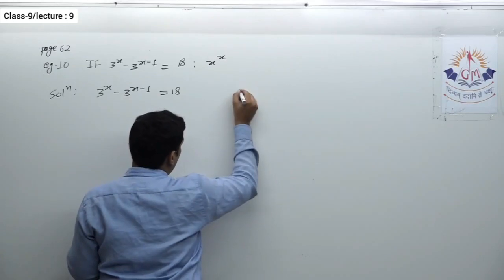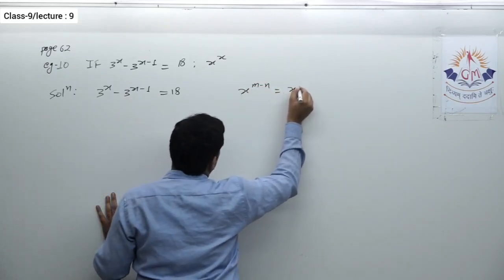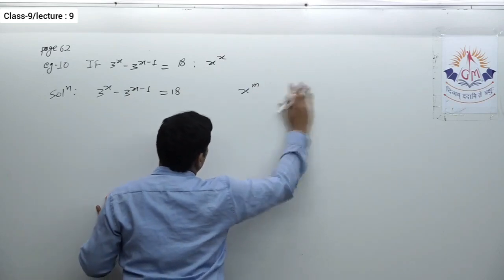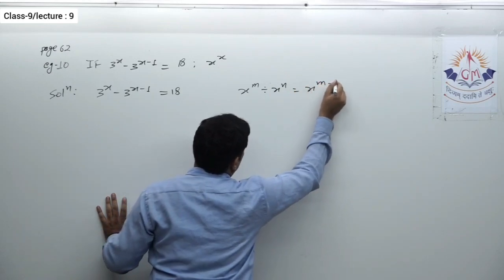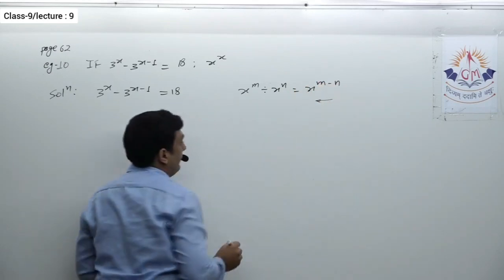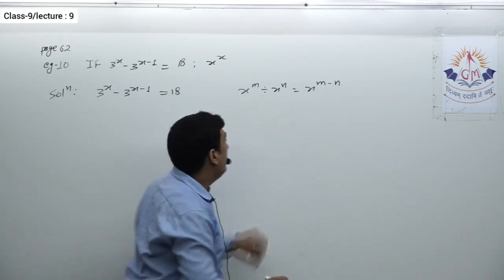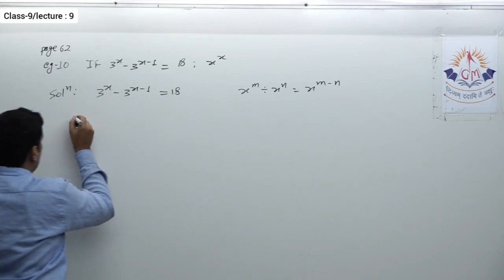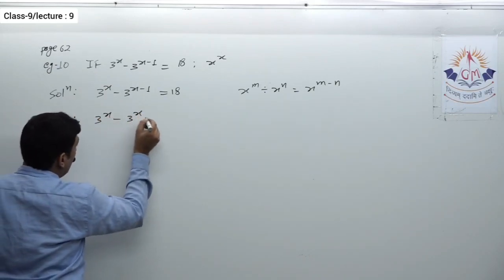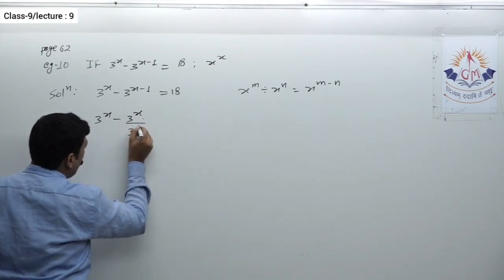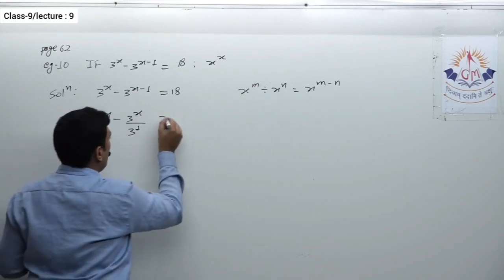For example, you remember the quotient law in this way only, x raised to m minus n. You should remember it in this way as well. That means x raised to m minus n can be written in this way. So here I can write therefore 3 raised to x minus 3 raised to x upon 3 raised to 1. When I say divide, that means upon, is equal to 18.